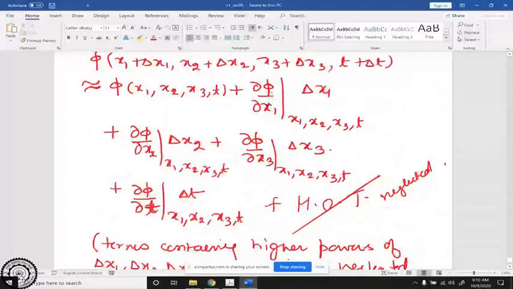You see one term is del phi del x1, that comes with delta x1. Another is del phi del x2, a partial derivative, that comes with delta x2. Similarly, the partial derivative with x3 comes with delta x3, and the partial derivative with time comes with delta t. And keep in mind, all these derivatives are at the base location. That is what Taylor series tells us, that all these derivatives are computed at the base location.